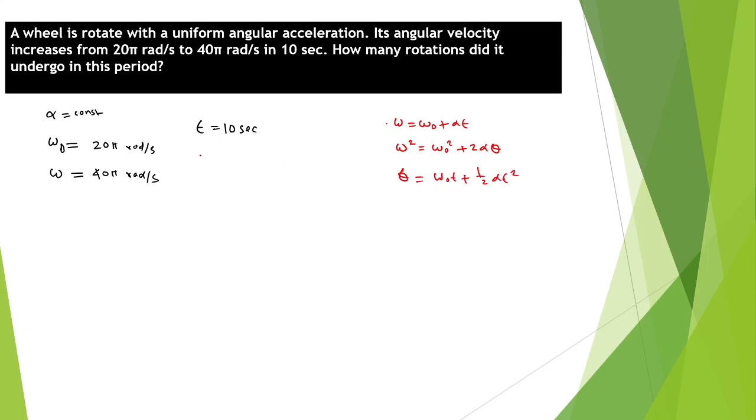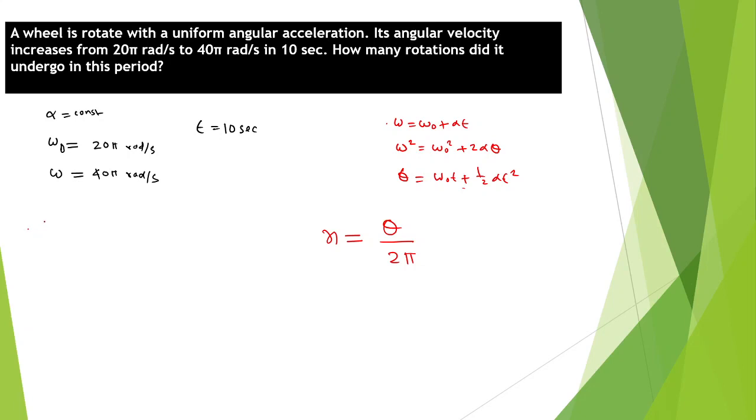So guys, just try to understand from this question. We have alpha, we have omega naught, and we have omega, and we also have t. So which formula can we use? We can use this one and also this one, because we have to find out the number of rotation. In the earlier question I said how we can find the number of rotation: if we get theta, we just need to divide by 2 pi. So we have to find out the value of theta. So how can we find out theta?